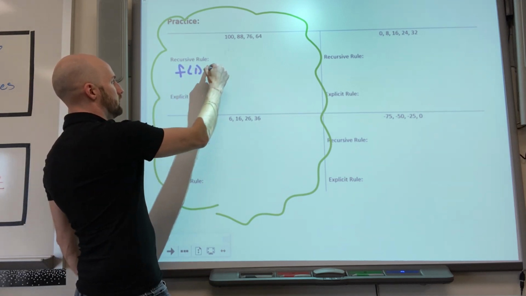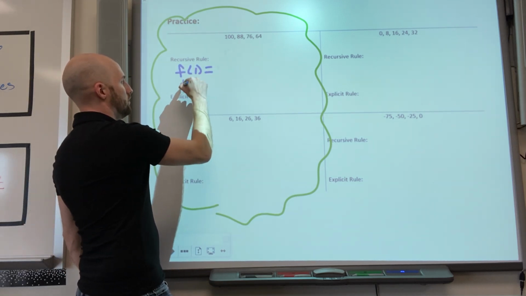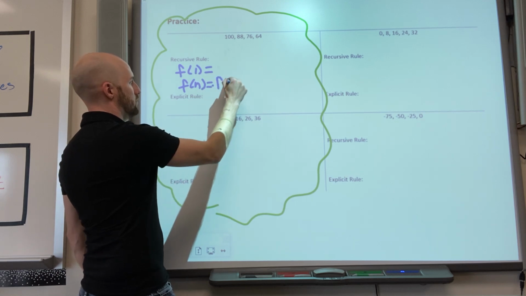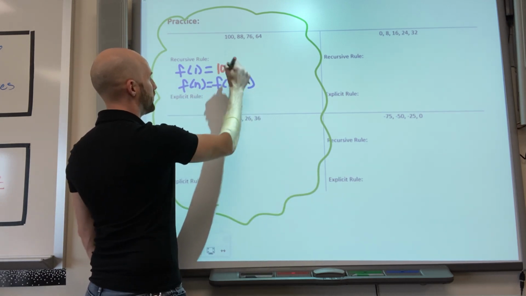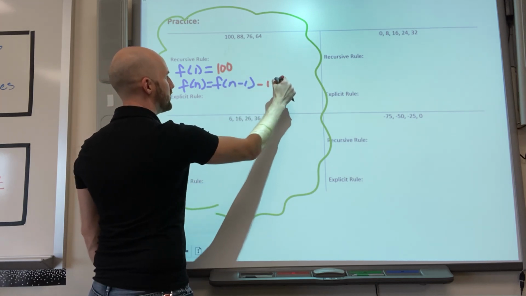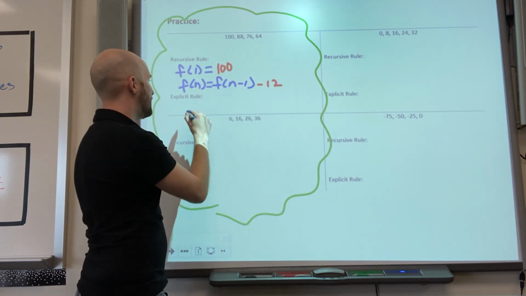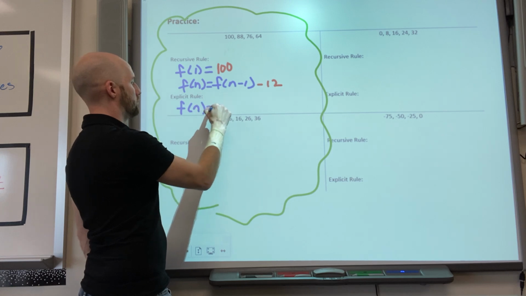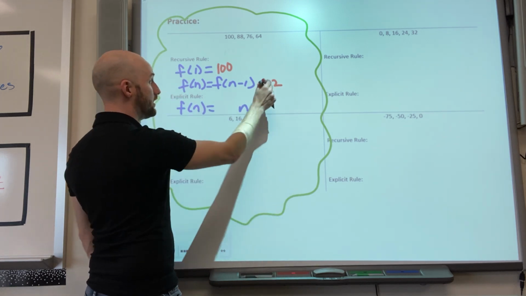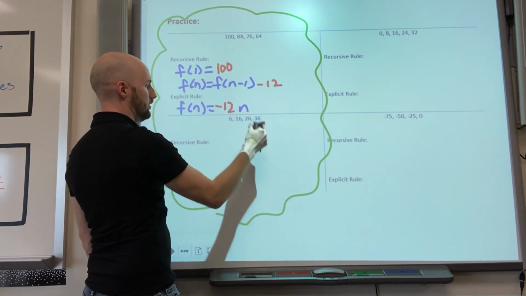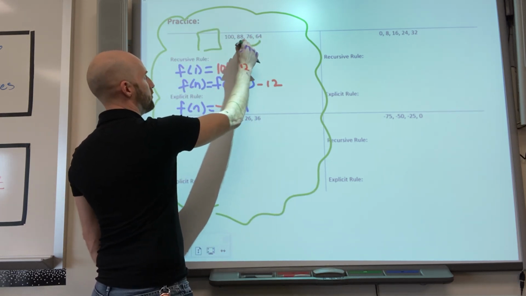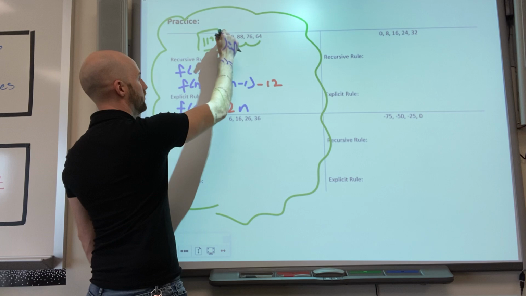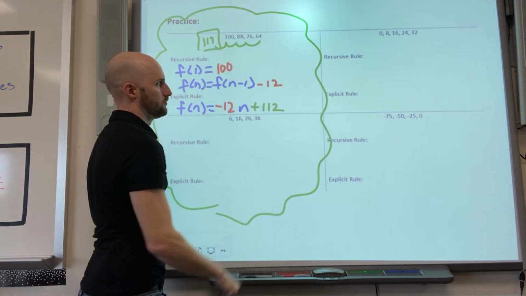Recursive. The first number, 100. The pattern is minus 12. Explicit. The pattern is minus 12. The zero number, plus 12, plus 12, plus 12, plus 12. Like this.